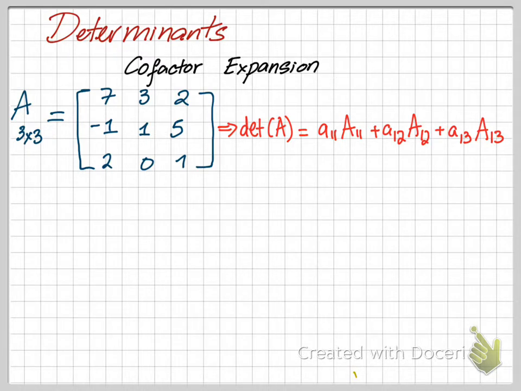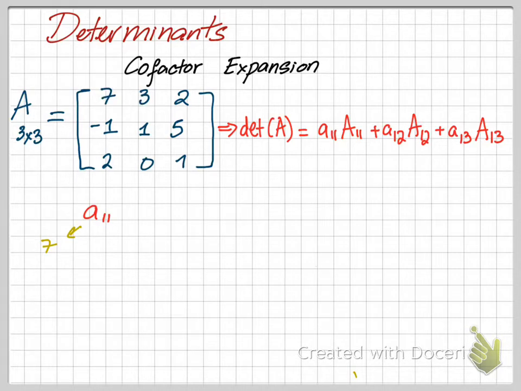So the determinant of A equals little a11 times big A11 plus little a12 times big A12 plus little a13 times big A13. In this example, we're going to use the first row of matrix A to find its determinant. So what are little a's and big A's? First, little a11 is the entry on the first row and the first column of A, which is 7 in this example.